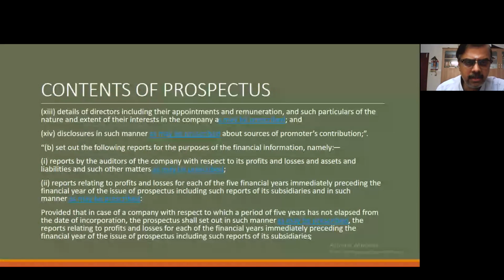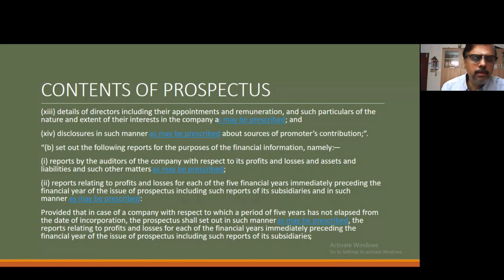Details of directors, including their appointment and remuneration, and such particulars of the nature and extent of their interest in the company should be provided for, and disclosures in the prescribed manner regarding sources of promoters' contribution. So promoters' contribution has come from what source? Is it their own money or borrowed money? That has to be mentioned in the prospectus. They should also mention certain reports, very, very important. So what we discussed about these 14 points are A.